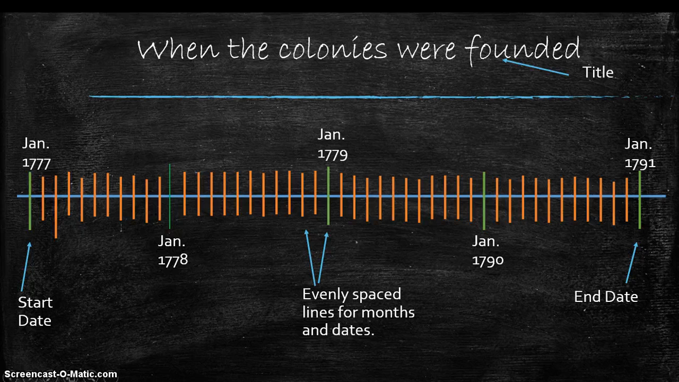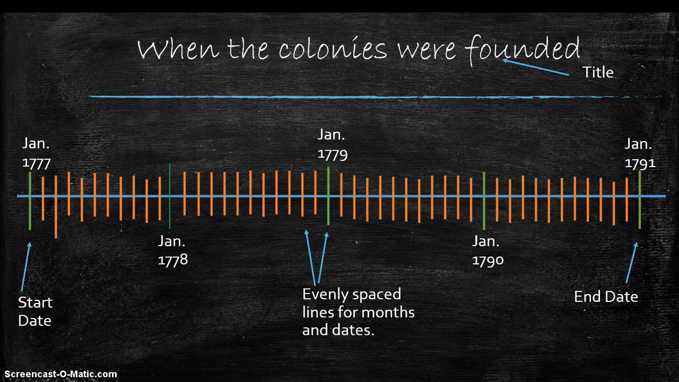All of the years are evenly spaced. The next thing you need to make sure is you have evenly spaced lines for the months and the dates. Each one of these orange lines represents 1 month, and they're evenly spaced from each other to represent the correct length of time. I have also marked the years in a different color in order to show each new year.